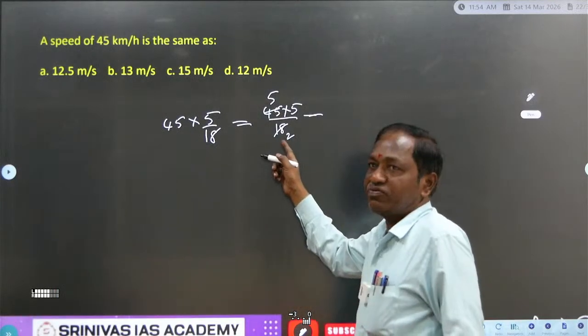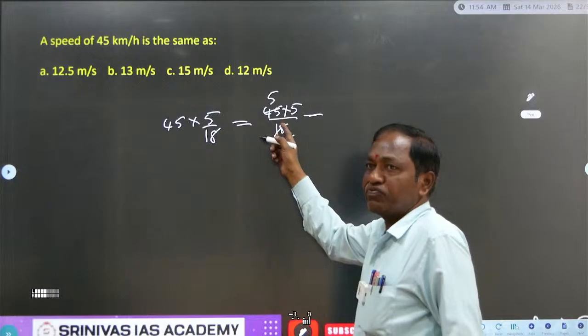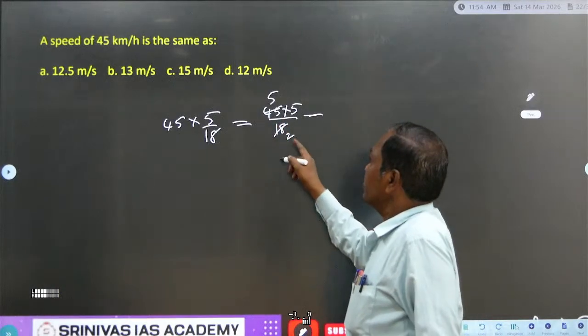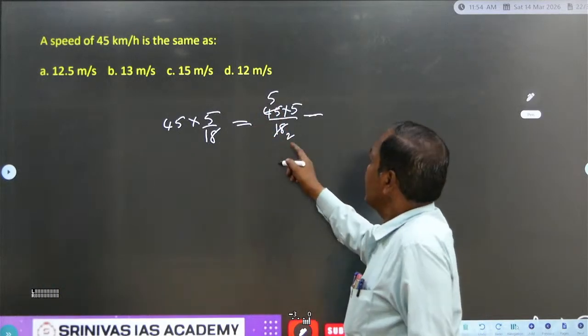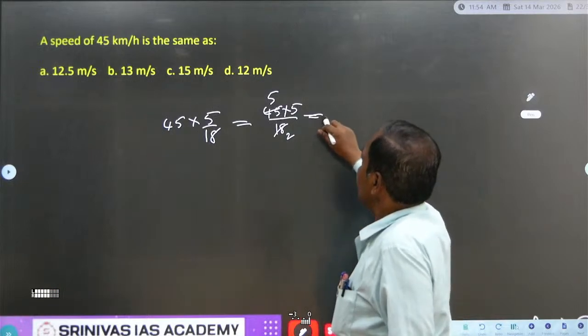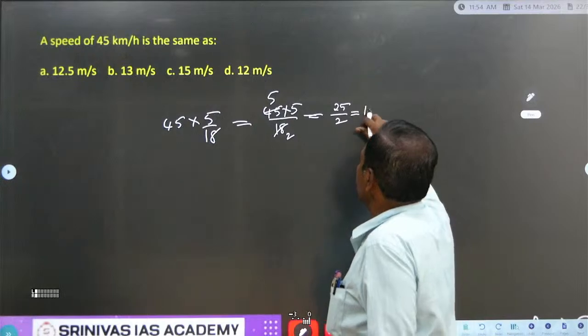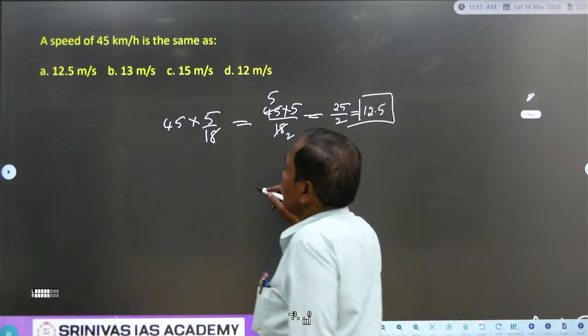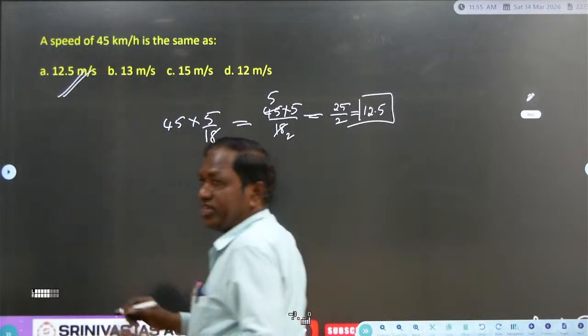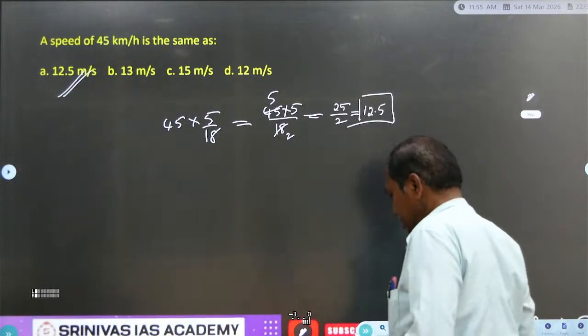1 plus 8 is what? 9. Multiples of 9. 4 plus 5 is 9. Multiples of 9, 2s are 18, 5s are 5. And okay, 5 into 5 is what? 25. By 2, okay, you got it. 12.5. Option A. You have to reduce the work. Yes, next.